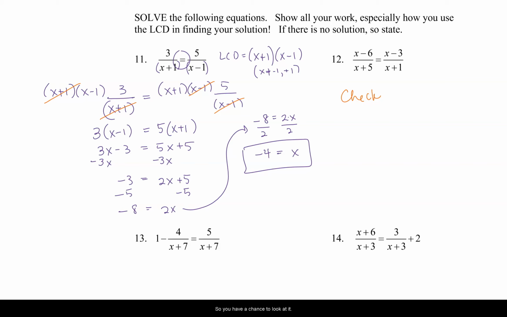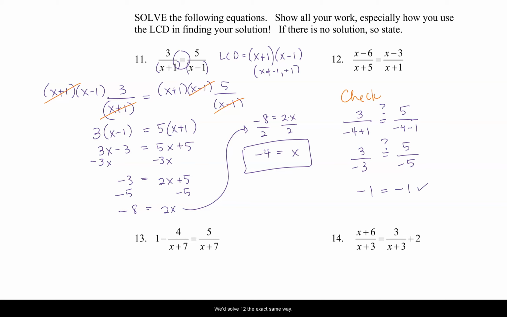So checking my work, plugging in negative 4, 3 over negative 4 plus 1. Does that equal 5 over negative 4 minus 1? Check. And then we simplify the left side. 3 over negative 4 plus 1 is negative 3, question mark. On the right side, negative 4 minus 1 is negative 5. And hopefully you can see it. 3 divided by negative 3 is negative 1. 5 divided by negative 5 is negative 1. And it does indeed work out.